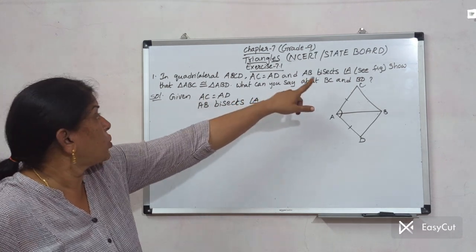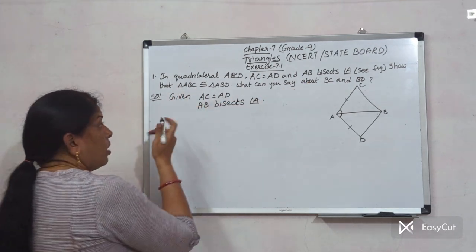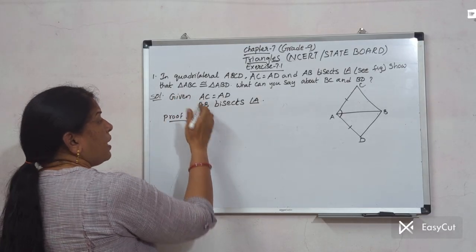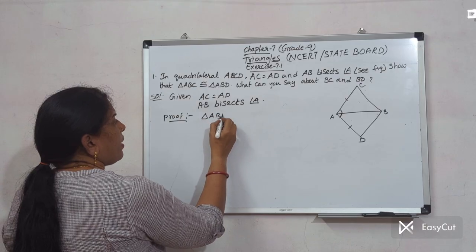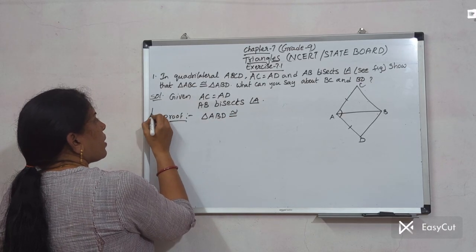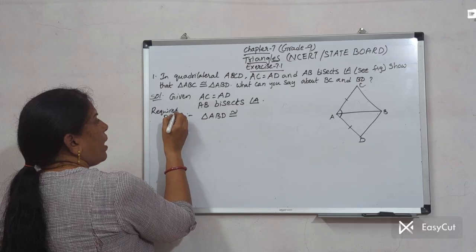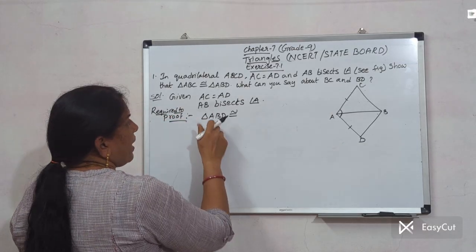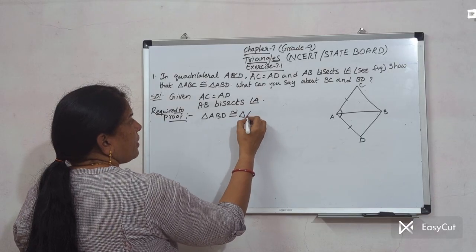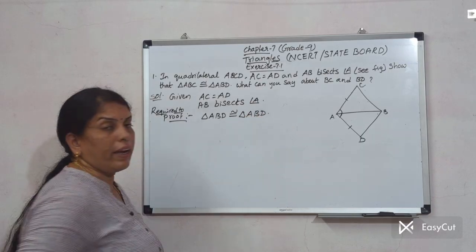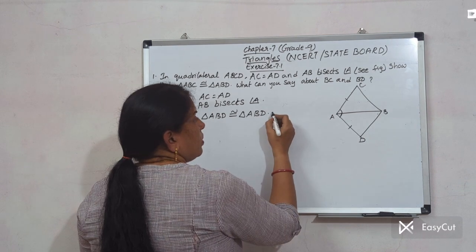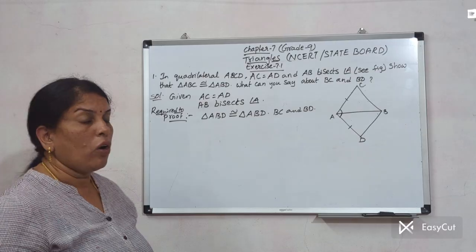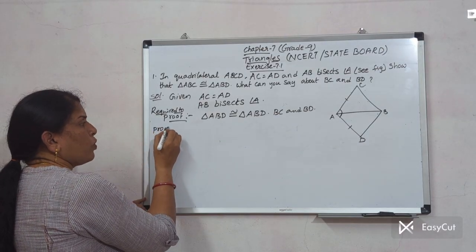What should we prove? Show that. We must show that triangle ABC is congruent to triangle ABD. Required to prove: what we have to prove, that we must write. Triangle ABC is congruent to triangle ABD. And we should find out how BC and BD will be. Now, how are we going to prove this?